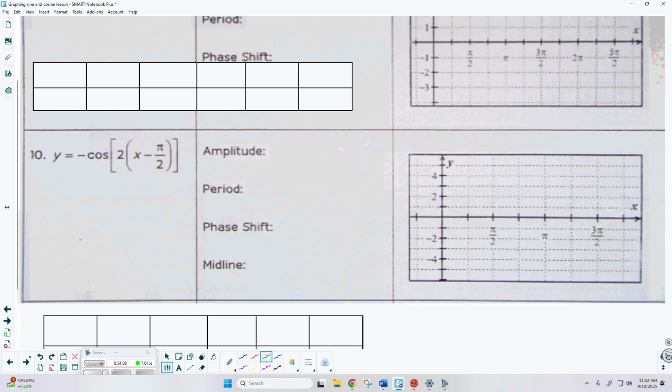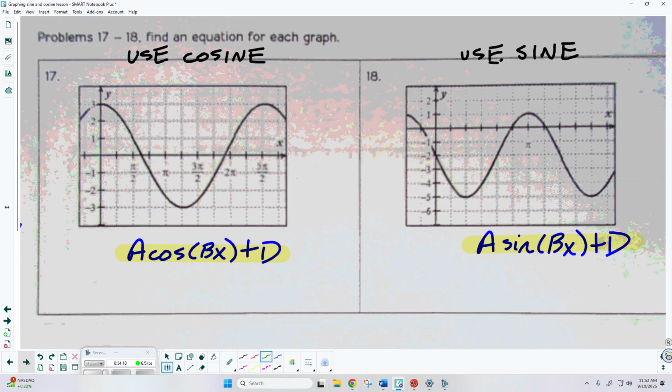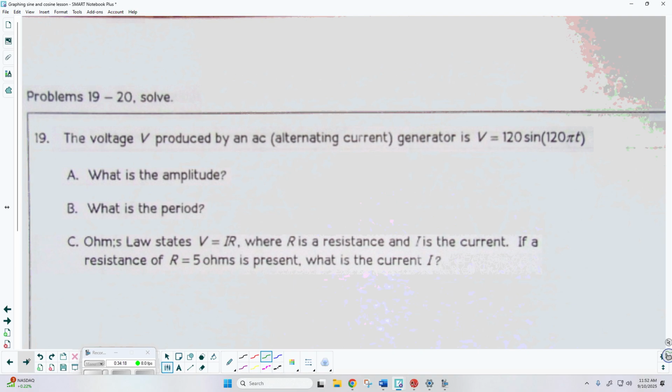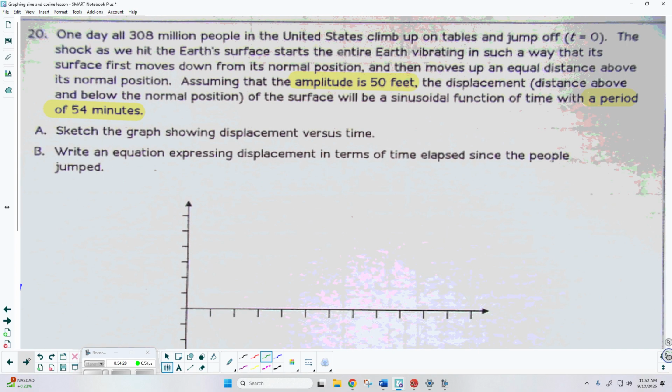Okay, let's take a look. Questions 17, 18, and 20, where you have to write the equation for your graph, are not showing up on the quiz tomorrow. In fact, next week, after we finish up our current lesson, that's our next lesson. We're going to hit that pretty hard. We're going to be with that for a while.